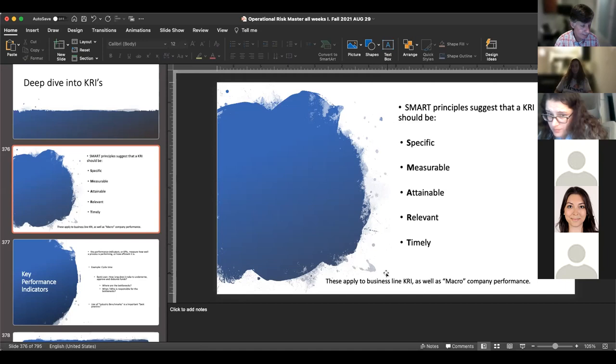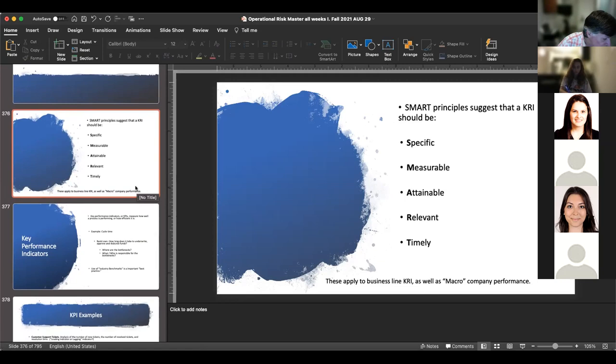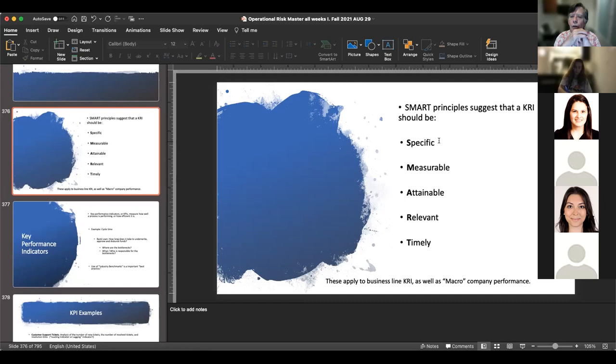Okay, so let's look at a key control indicator for Wells Fargo. What would a specific key control indicator be?